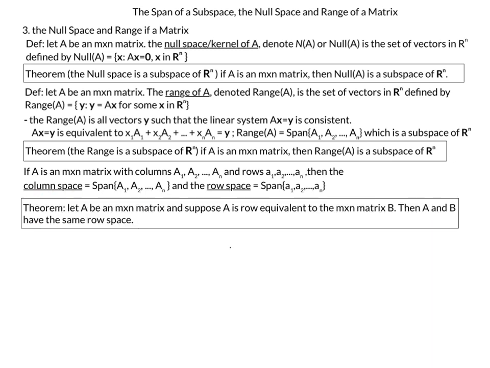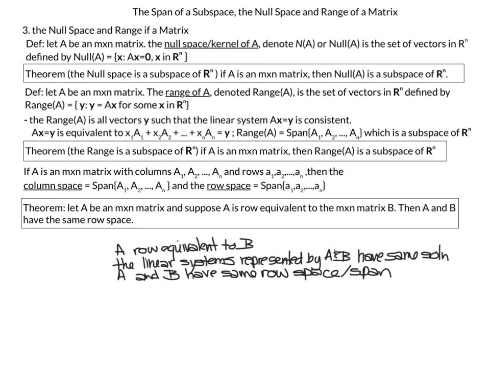This theorem here will be helpful in the next chapter. Actually, everything in this chapter is helpful in the next chapter, but I thought I'd just, for some reason, call out this theorem. So let A be an m by n matrix, and suppose A is row equivalent to the m by n matrix B. Then A and B have the same row space.